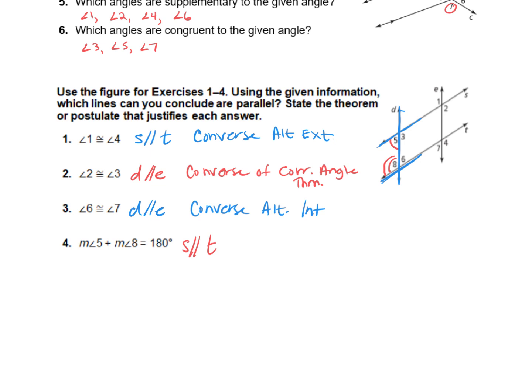And which angle pair is that? Those are interior. They're on the inside of our parallel lines and the same side of our transversal. So remember, same side interior angles are supplementary when you have parallel lines. So if you're given that those angles are supplementary first, then by the converse of same side interior angles, we can conclude that S is parallel to T.